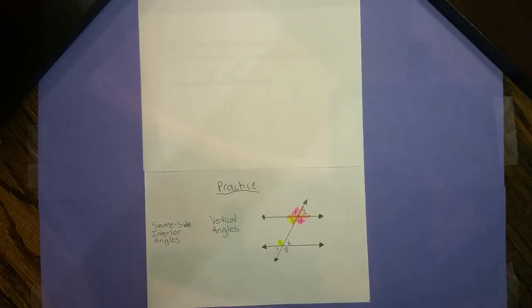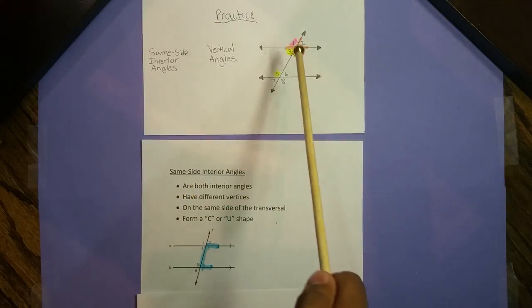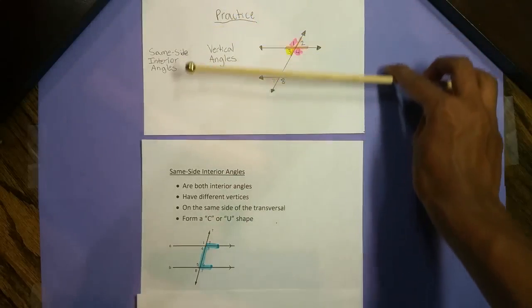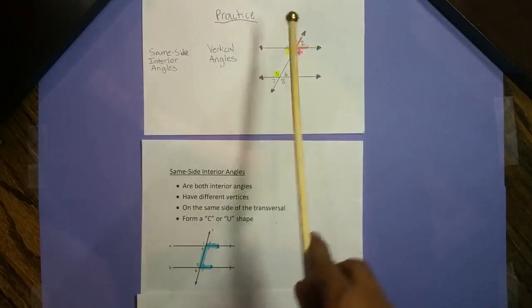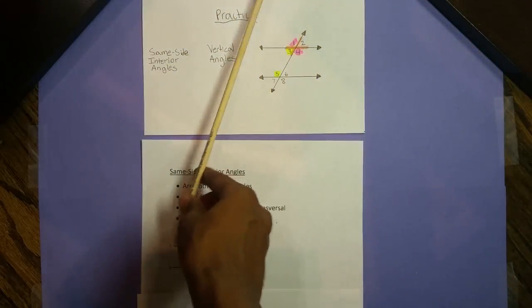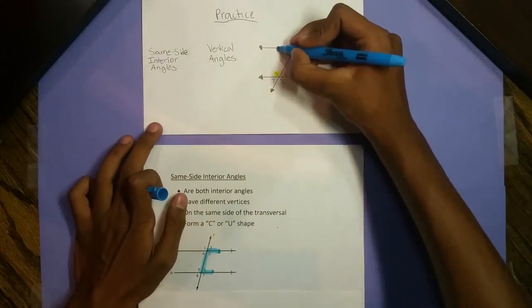Now, by the process of elimination, you can tell that the angles highlighted in yellow are same-side interior angles, but as in geometry, you always have to convey proofs for saying they are same-side interior angles. Here, we have the properties of same-side interior angles. We know yellow is same-side interior angles because they are both interior angles. They have different vertices, here and here. They're on the same side of the transversal. They're both on the left, and they form a C or U shape, as shown here.